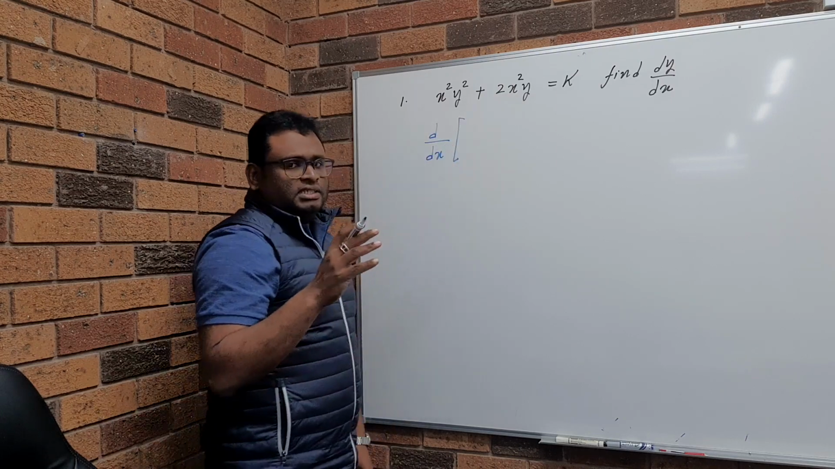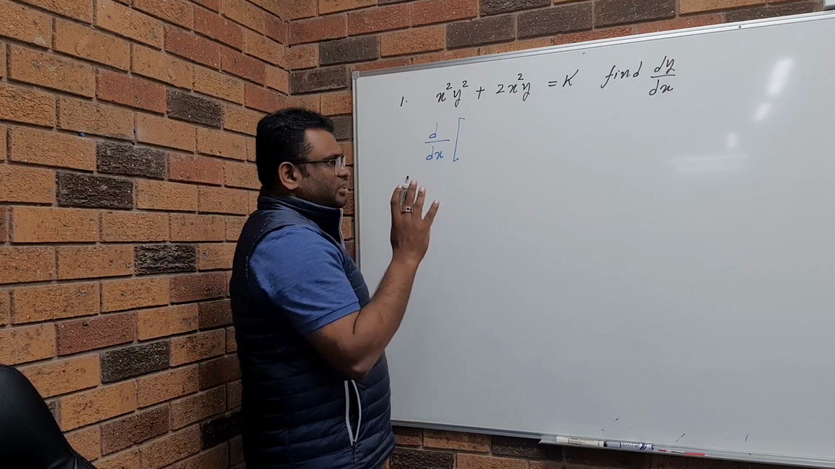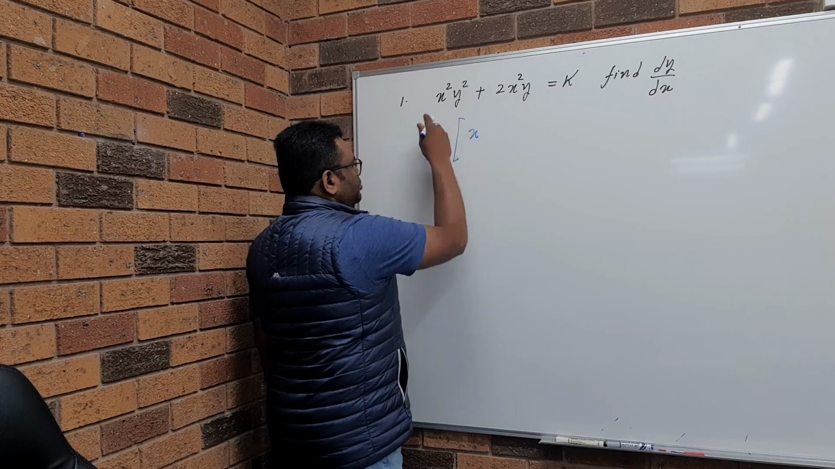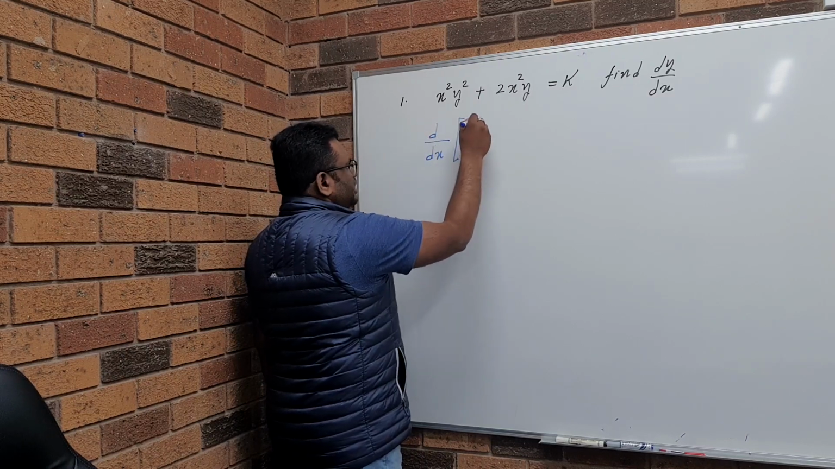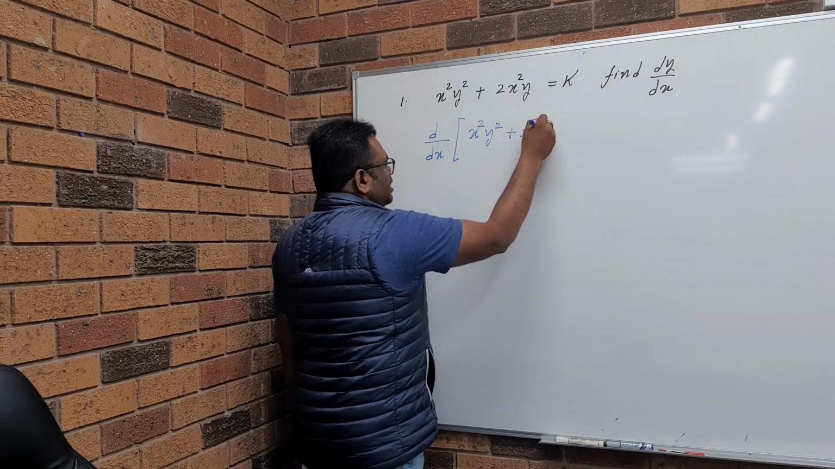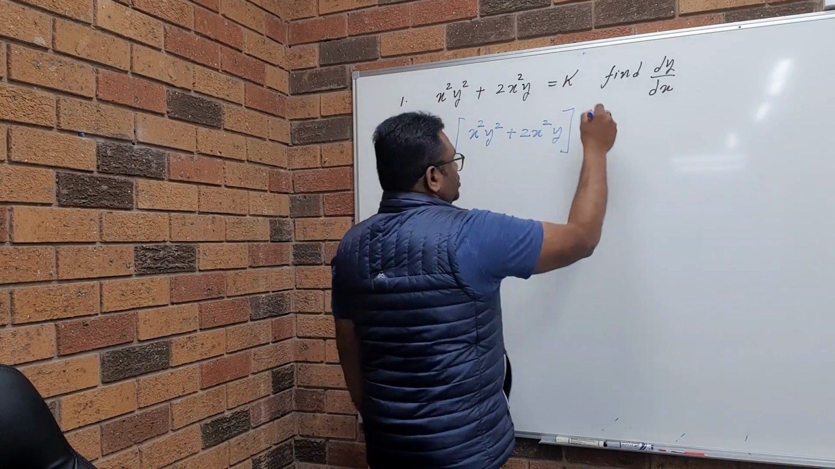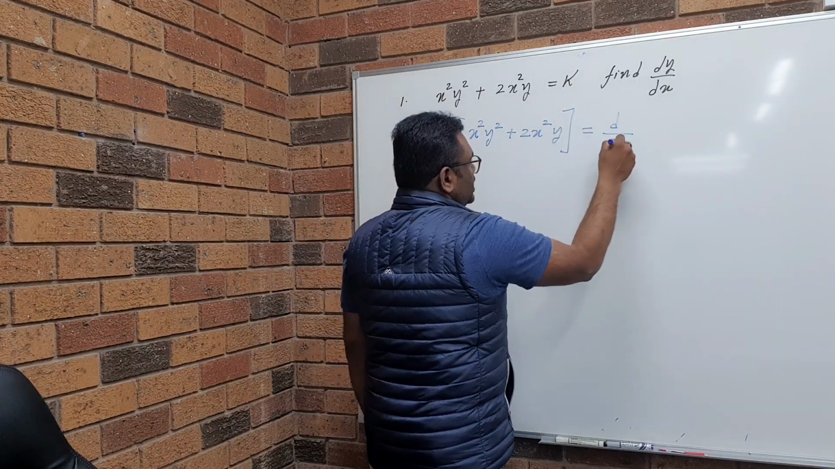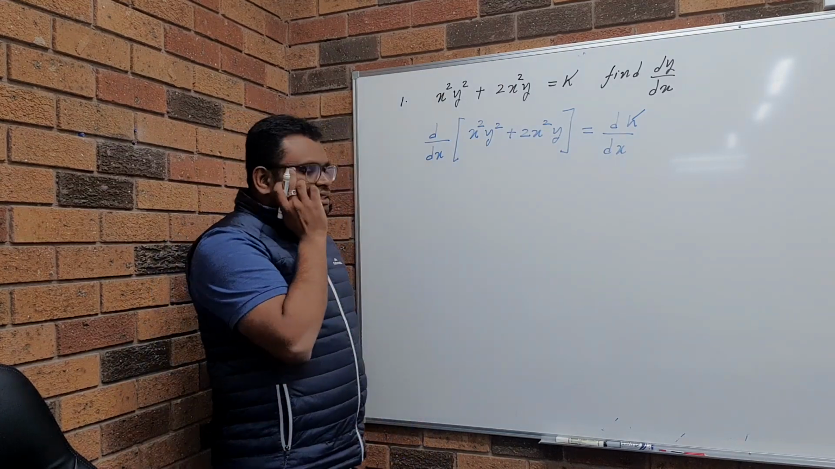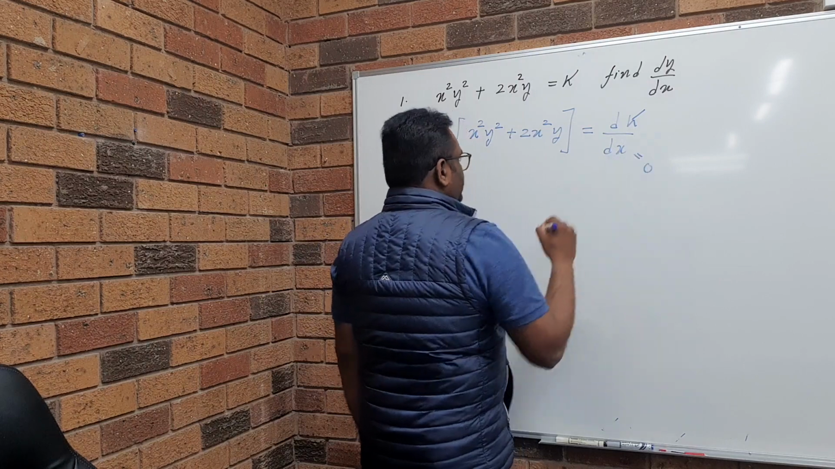I'm going to do the calculation in detail here so that you will understand the full depth of the solution. So I'm going to introduce the d/dx operator on the left-hand side, and when I do that you get this. K is a constant, I told you, so it's going to be d/dx of k here. Now d/dx of k, since k is a constant, is going to be 0. So this is 0 over here.